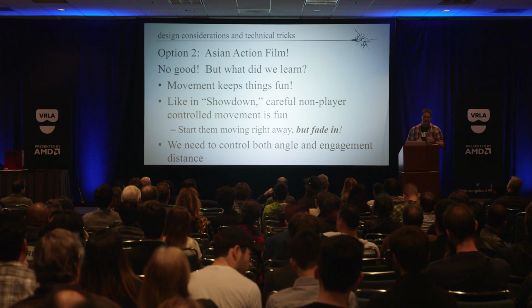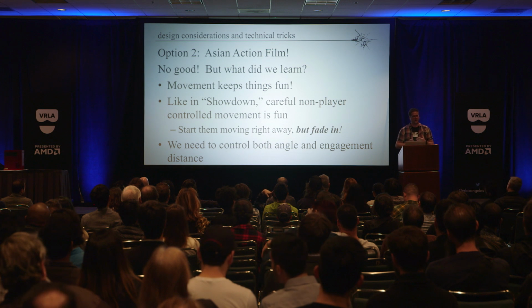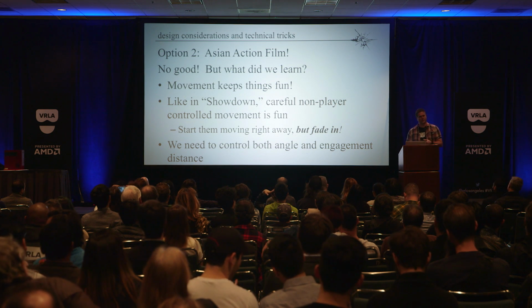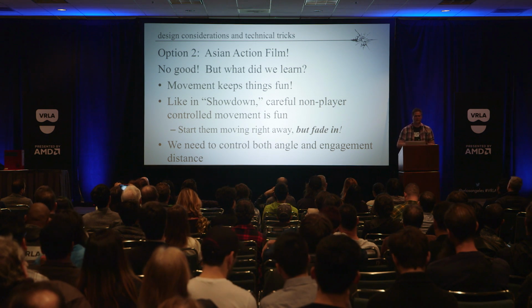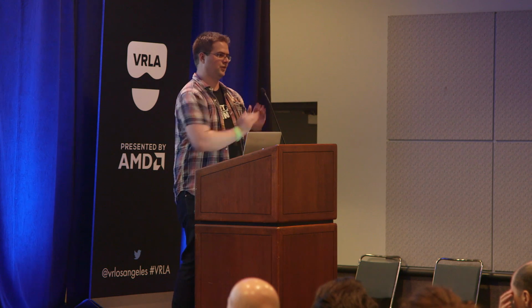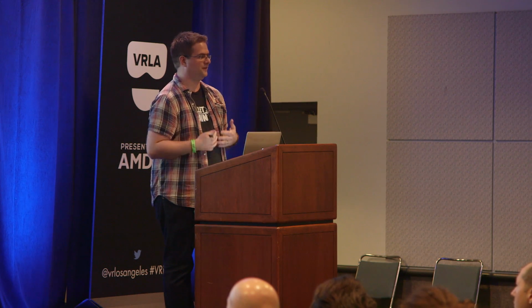And like in Showdown, if you're very careful and deliberate about how you're controlling the non-player controlled motion, you can actually get away with it. The biggest thing we found, and it's true in Showdown with our moving camera, is we need to start them moving right away and then fade in, right? If you start them from a stop and then just jerk them straight forward, they tend to have a little bit of a, car got bumped reaction. But if you fade in as you're already in constant motion, people tend to be pretty good.